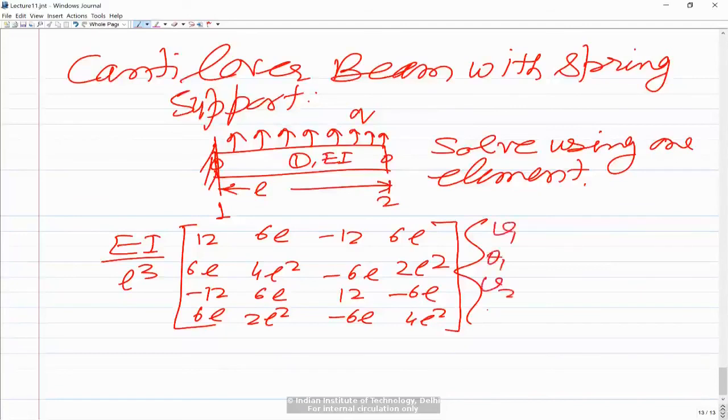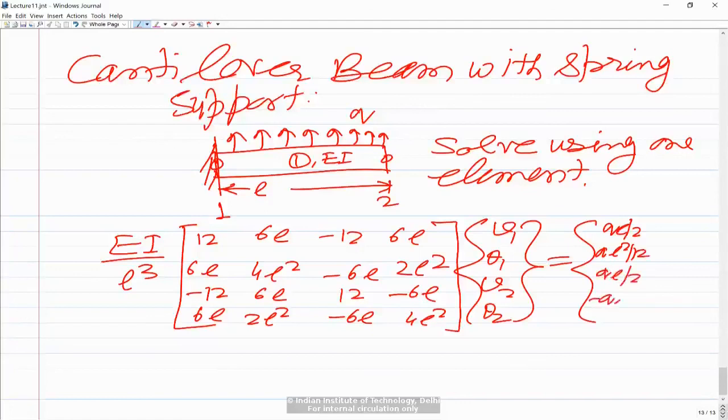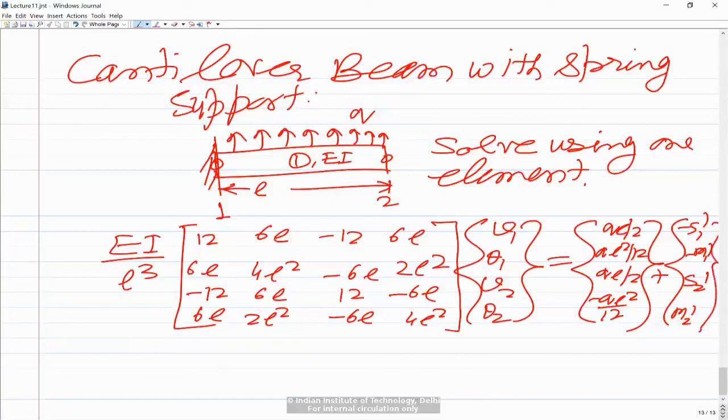v1, theta 1, v2 and theta 2 is equal to, I have removed the e because now this is the global system, and this is QL by 2, QL square by 12, QL by 2 and minus QL square by 12. So this is there. And then the internal forces are minus S11, minus M11 and S21 and M21. So this is the assembled system now for a single element discretization.